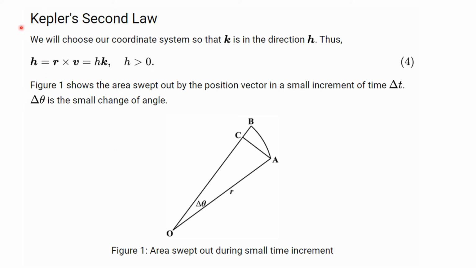We will choose our coordinate system so that k is in the direction of h. We're free to do that. And we will then represent the constant that we had, h, which was r crossed with v, but this is now going to be, since it's moving in the direction k, some scalar h times k. We'll use that in a bit, and you want to remember that equation. So here is the area that is being swept out, and you can see that the area is this sector, but it's very close to being this triangle that I see here, and that is a right triangle.